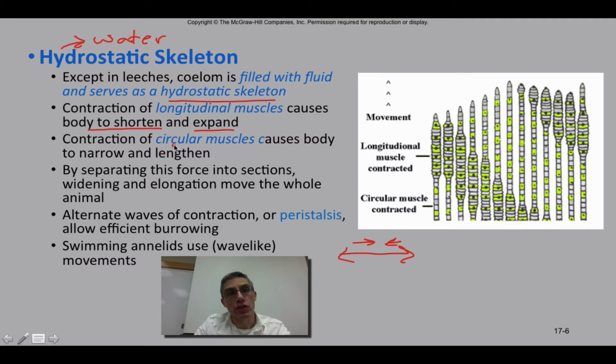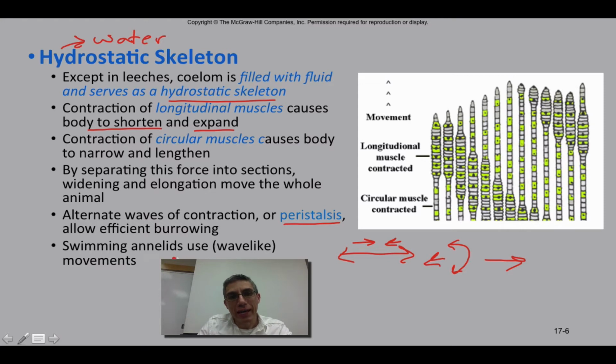Now, the contraction of the circular muscles, those muscles that actually go around the animal, when they contract, it's basically going to squeeze that animal. And of course, if you squeeze that animal, it's going to cause that animal to lengthen or to narrow. So by separating this force into sections, widening and elongation actually move the whole animal. So alternate waves of contraction, what we call peristalsis, actually allow a pretty efficient burrowing mechanism for these animals.